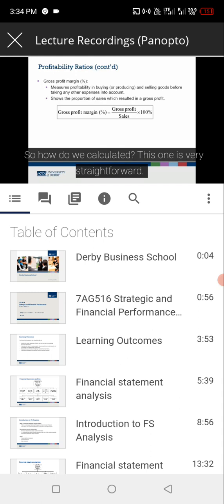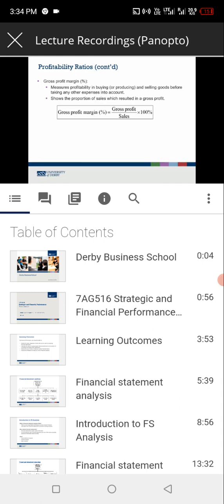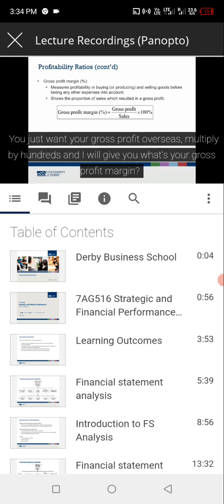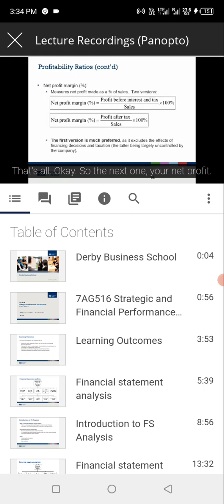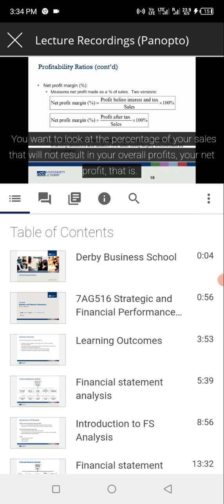So how do we calculate it? This one is very straightforward, and a lot of people get this right. It's just what? Your gross profit over sales multiplied by 100. And that will give you what? Your gross profit margin. That's all. Okay? So the next one, your net profit margin, measures net profit made as a percentage of sales. You want to look at the percentage of your sales that result in your overall profit, your net profit.